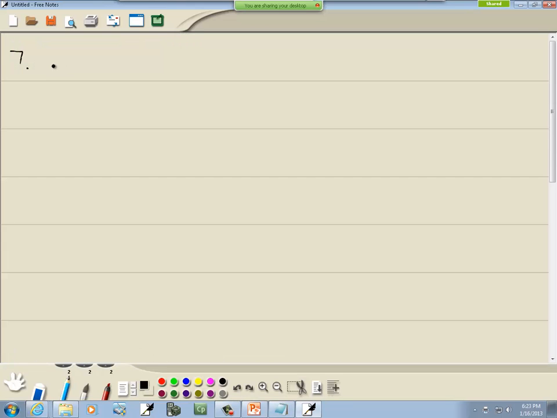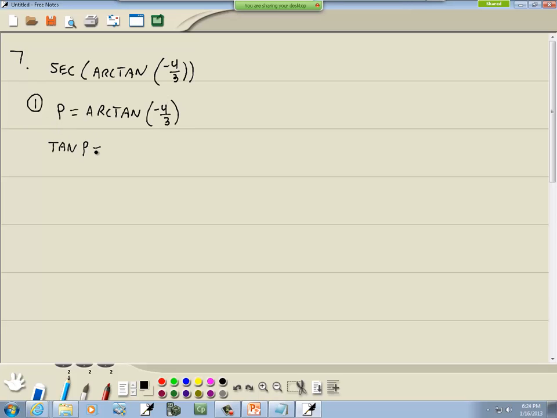Okay, so we got secant of arctangent of negative 4/3. Okay, so again, we're going to start with what's inside the parentheses. So we'll set that equal to p. So we got p is equal to arctangent of negative 4/3. Now we'll go ahead and take tangent on both sides. So we got tangent p is equal to tangent of arctangent of negative 4/3. Now tangent and arctangent cancel each other out, so that's going to leave us negative 4/3.